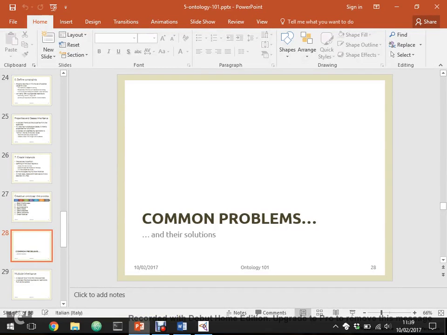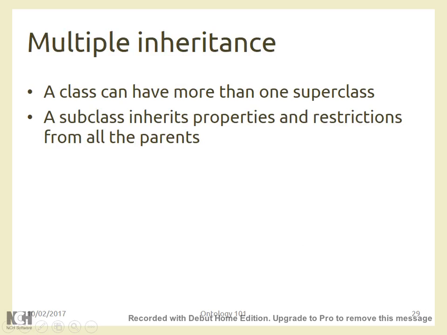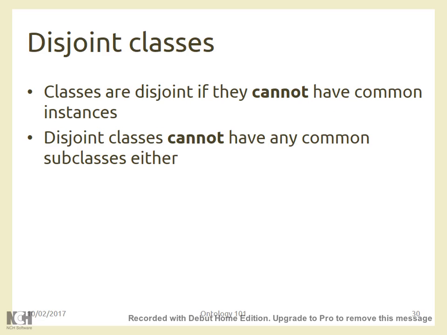Briefly, because I was going too long, common problems. Remember that in an ontology we have multiple inheritance, so a class can have more than one superclass, and this class inherits every property and restriction from all the parents. Classes are disjoint if they cannot have common instances, and disjoint classes cannot have any common subclasses either.